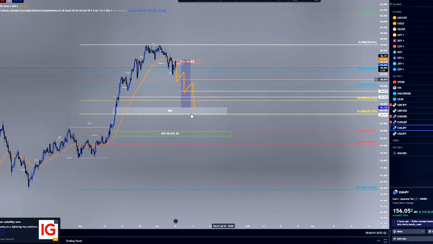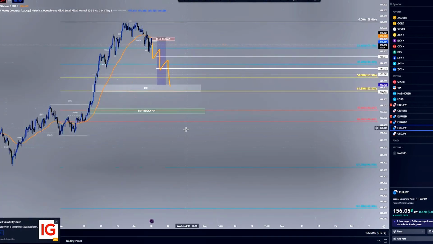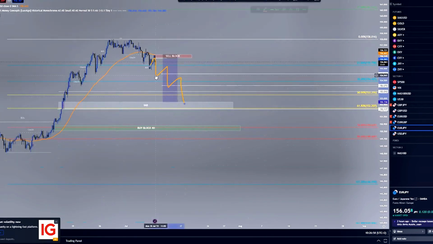Yeah, man, I like this. I like this, bro. This is solid. We got some solid potential setups here. So I think definitely we're coming down to this area here between 50 and 61.8.